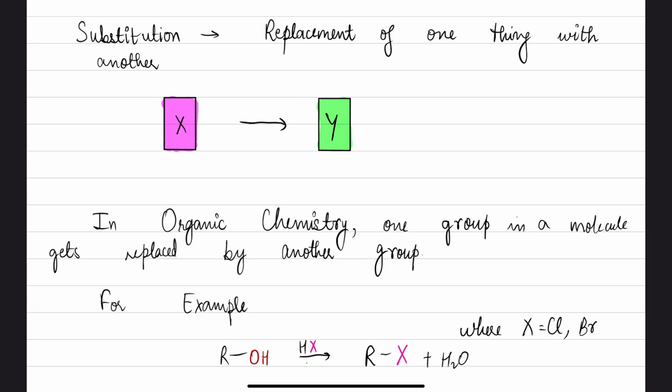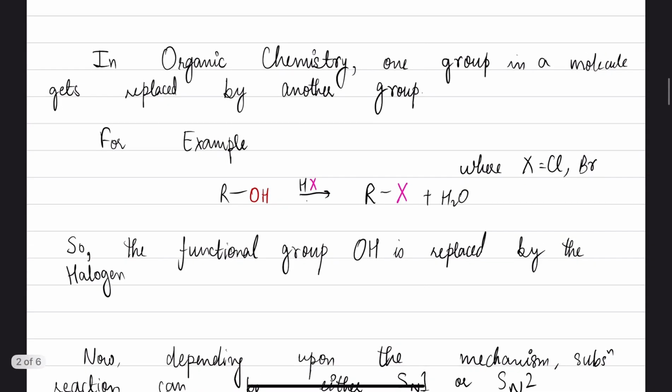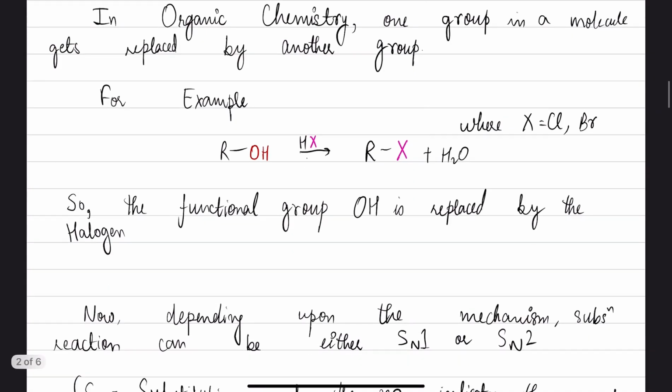It's just an everyday example I took: suppose you prefer a product of brand X, but then suddenly you decide to not use it anymore and switch to a brand Y. That's just substitution. Similarly in organic chemistry, we replace one group in a molecule with another group.